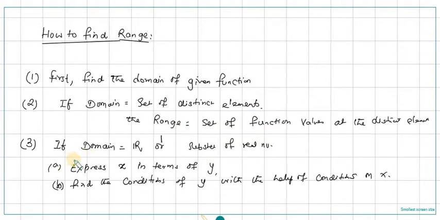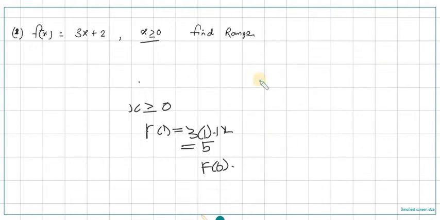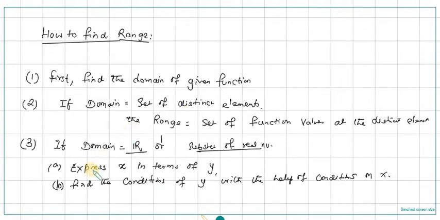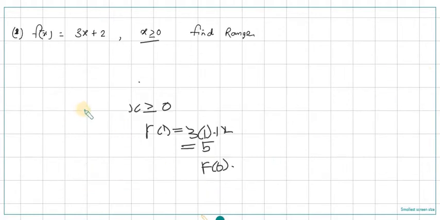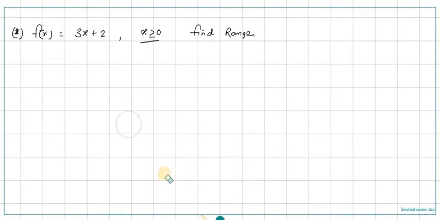The different way is: what if the domain is the real numbers or a subset of the real numbers? So isn't x greater than 0 a subset of all real numbers? It is always taking positive numbers, correct? So for this, we have to express x in terms of y. So how do we express x in terms of y? First of all, please just follow how I'm explaining this.